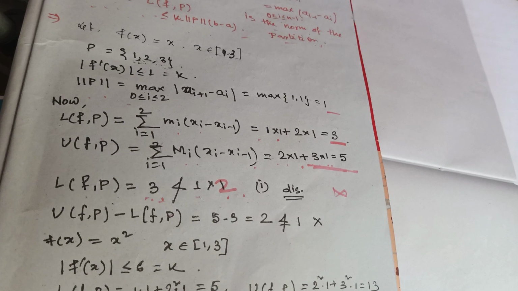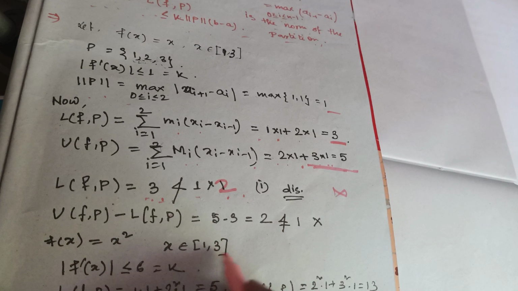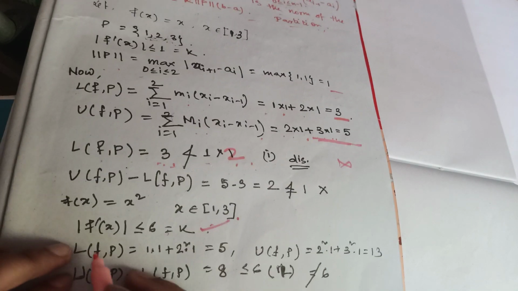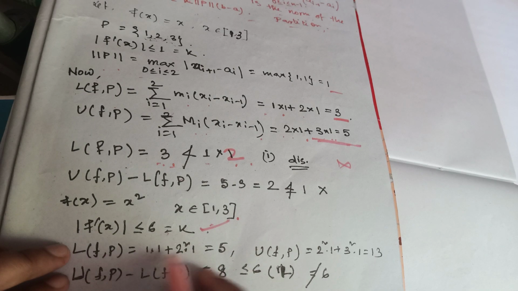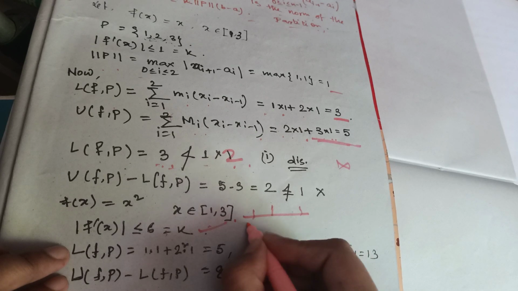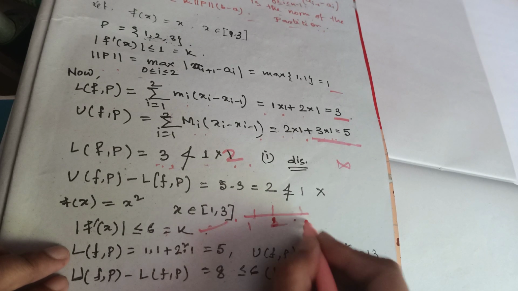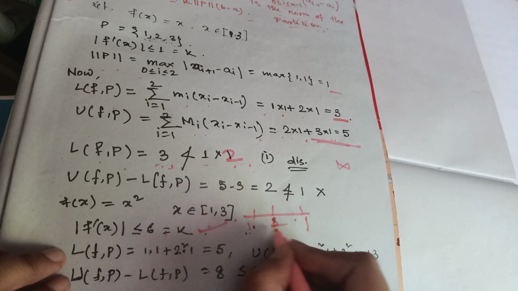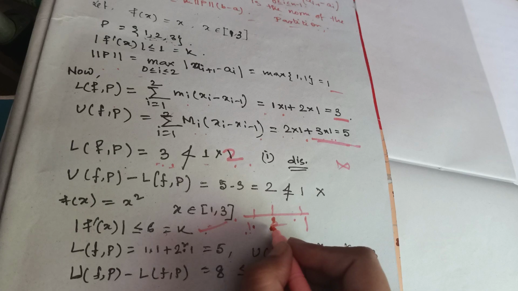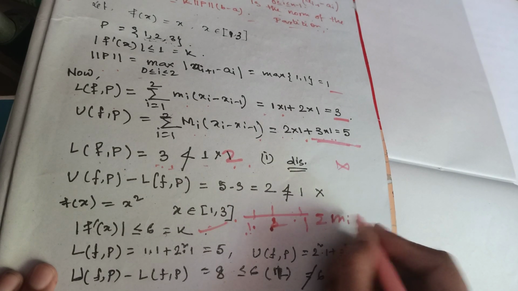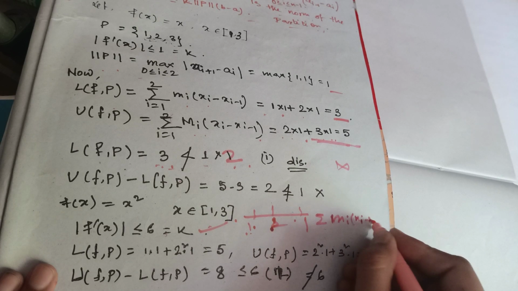The third option says that if we consider f(x) = x square and also x belongs to the closed interval [1, 3], so |f'(x)| is less than or equal to 6, that is K, and find L(f,P), that is the lower sum. And if we consider the partition {1, 2, 3}, then the lower sum is 1 into small m1 plus 2 into small m2, the summation of small m_i into (x_i minus x_(i-1)).